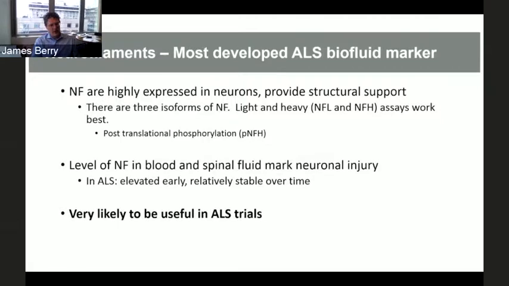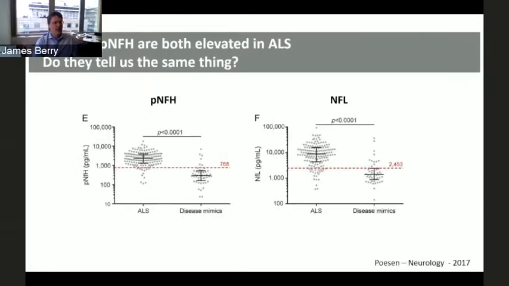Now, the level of neurofilament in the blood and spinal fluid marks neuronal injury, as I've said, and in ALS, they're elevated early and they're relatively stable over time. I'll show you some data to that effect, but I'll also show you the remaining questions. Because of these characteristics, they're very likely to be useful in early phase ALS trials as a disease monitoring / pharmacodynamic biomarker, that is, to de-risk programs.